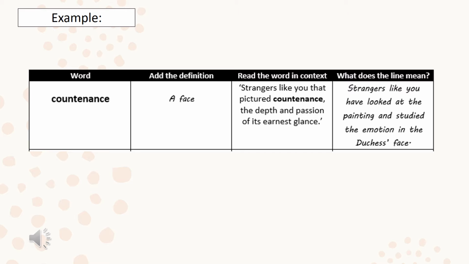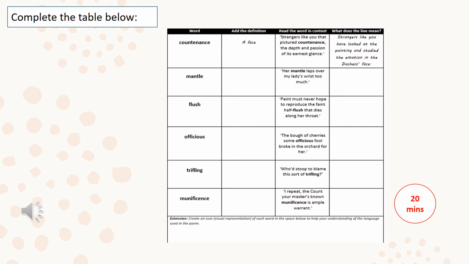So an example of this is the word countenance. It means face. Where it is in the poem: "strangers like you that pictured countenance, the depth and passion of its earnest glance." And the line means, strangers like you have looked at the painting and studied the emotion in the Duchess's face. In your remote learning booklets, please complete the table. This should take you 20 minutes.